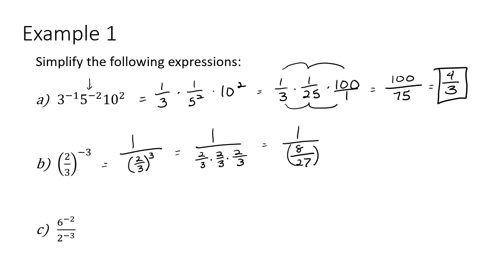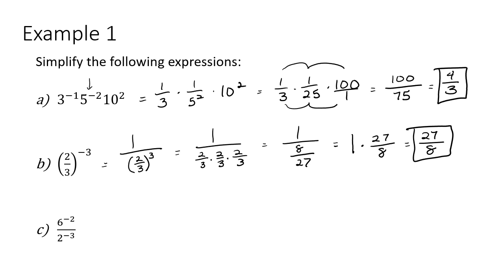But dividing by a fraction is the same as multiplying by its reciprocal. So 1 divided by 8 over 27 would be the same as 1 times 27 over 8, or in other words, just 27/8.